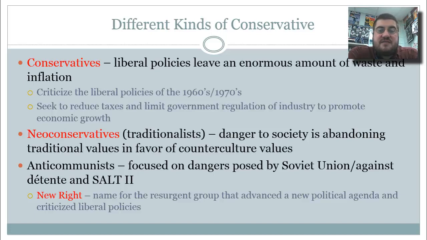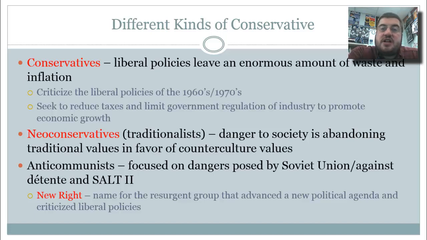All right, there's different types of conservatives. Neoconservatives are traditionalists. Think of them as they feel the danger to society is taking up these counterculture values of sex, drugs, and rock and roll and abandoning traditional values. And then also anti-communism makes up a big part of conservatism, and it focuses on the dangers posed by détente and how we kind of played to the Soviet Union and kind of gave in to them a little bit. And it's against SALT II, or the treaty that reduced our arms, which was never passed, but they are against basically kowtowing to the Soviet Union and letting them have whatever they want.